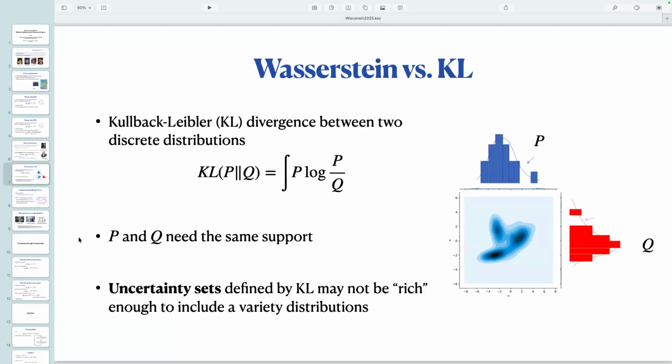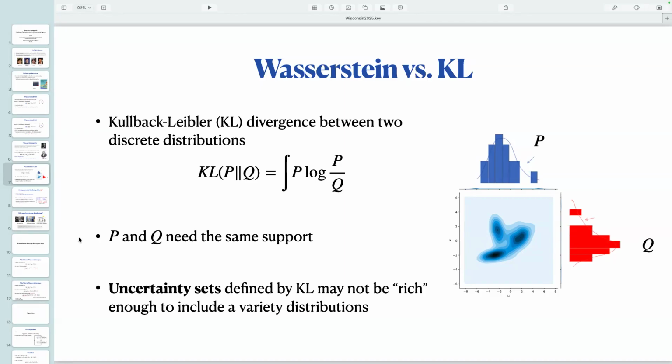In this formulation, I use Wasserstein distance to define the uncertainty set. Why Wasserstein? Why not use, for example, the Kullback-Leibler divergence between two distributions? If I use Kullback-Leibler, I have to consider something like log of P over Q. Because this involves the ratio of the two distributions, they have to sit on the same support. This means that if I define my uncertainty set using KL, I only consider all the Qs that have the same support as my reference measure P.